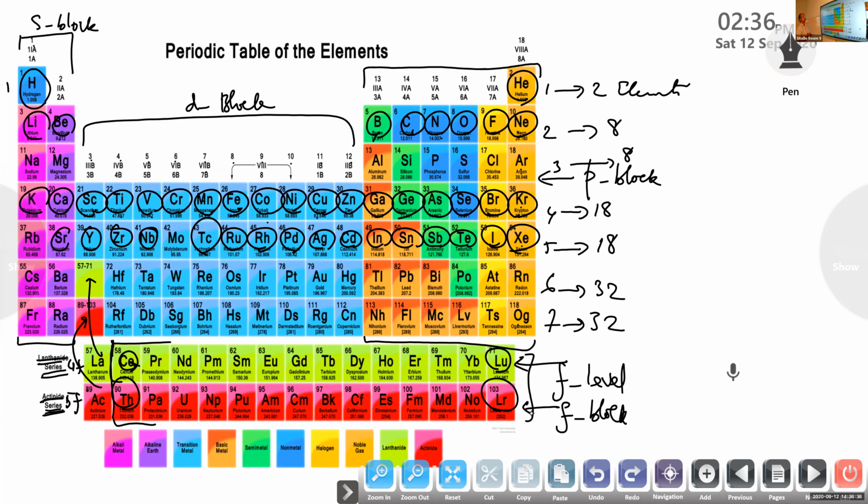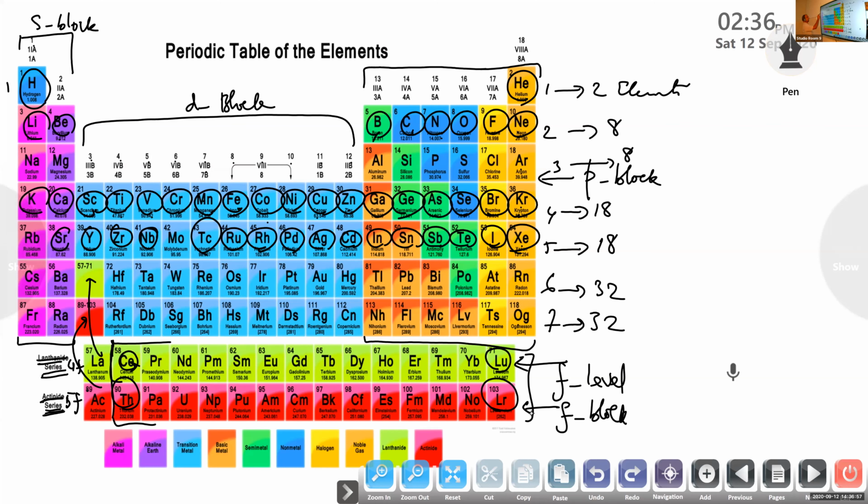Okay. Let me ask you to remember one more thing. See the position of hydrogen. Hydrogen is seen at the left end of the table, but hydrogen is not included along with the remaining elements of group 1.